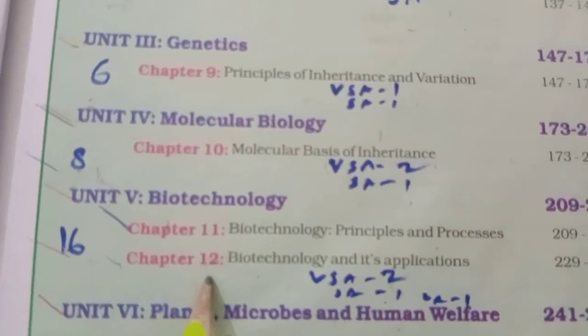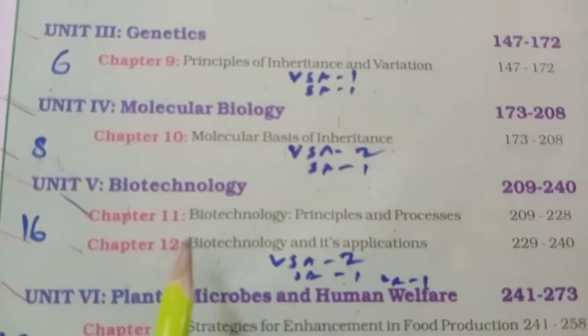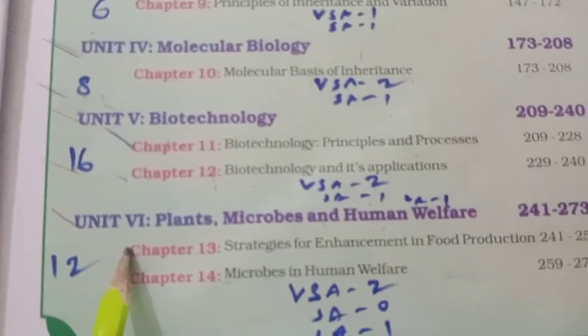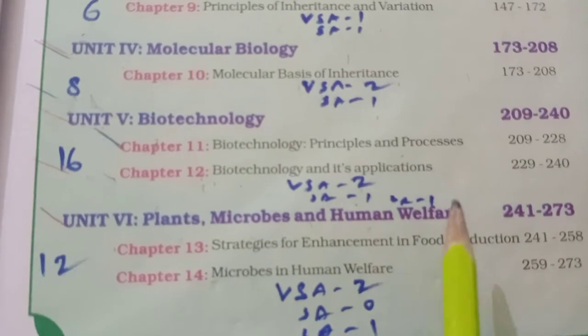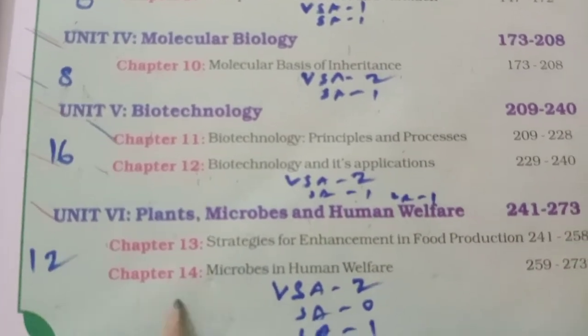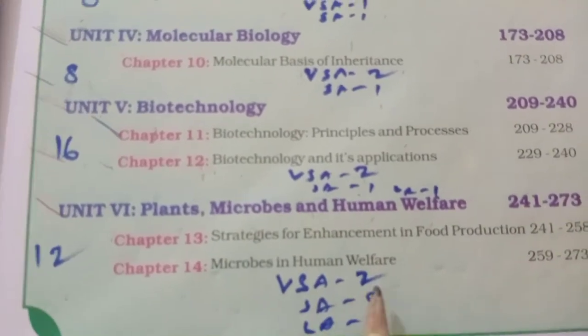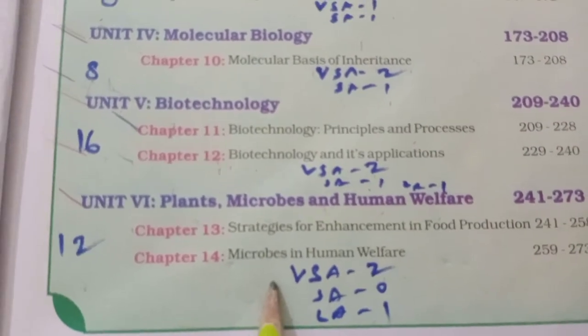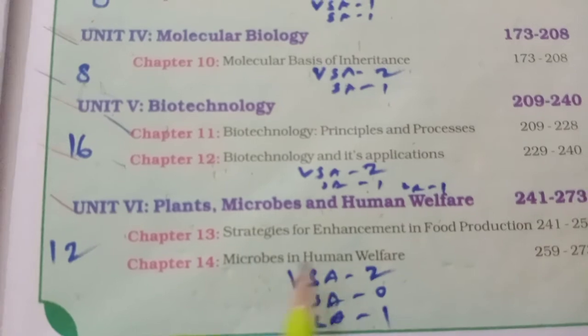In this unit also there is a chance for an 8 marks question to come in the annual examination. Next, the sixth unit, plants, microbes and human welfare. Here 12 marks: very short answers 2, short answers none, and long answer 1. So in this unit also there is a chance for an 8 marks question to come in the examination.